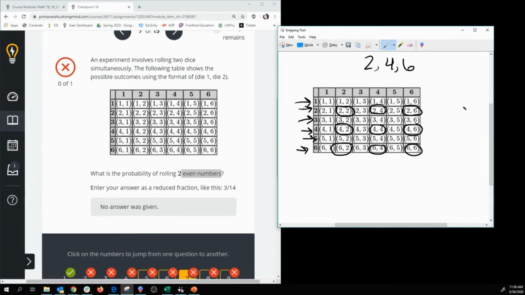So I would have 9 out of 36 because like Wade said, I have 36 total options. And Wade, the reason why dividing it by 2 doesn't work here is because I'm rolling 2 dice. If I was only rolling 1 dice, then what you said would work. But since I'm rolling 2 here and both of them have to be even, that's why it's 9 and not 18.